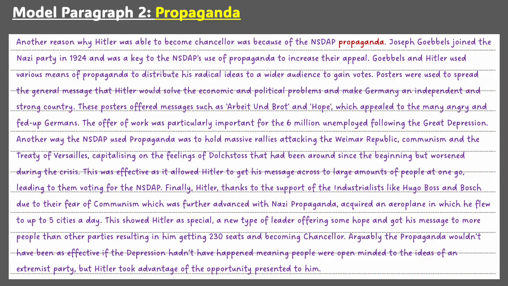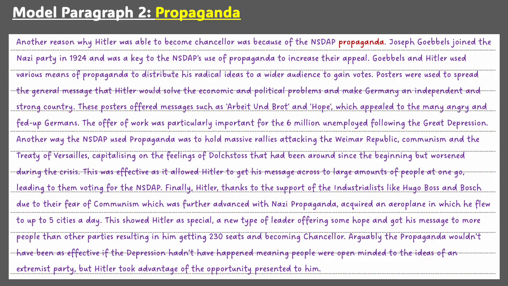"Another way the NSDAP used propaganda was to hold massive rallies attacking the Weimar Republic, communism and the Treaty of Versailles, capitalising on the feelings of Dolchstoss that had been around since the beginning but worsened during this crisis. This was effective as it allowed Hitler to get his message across to large amounts of people at one go." So I've given a little bit of judgment there and a little bit of analysis about the rally example.